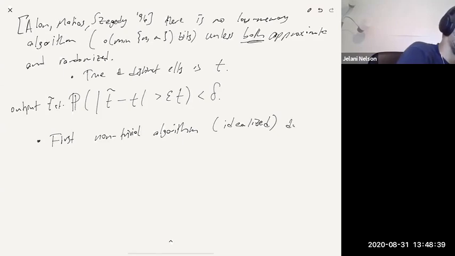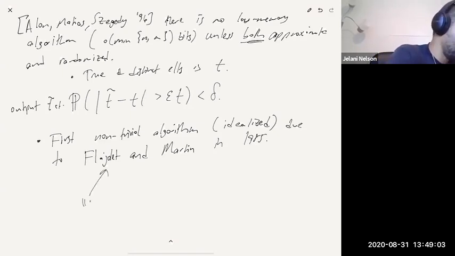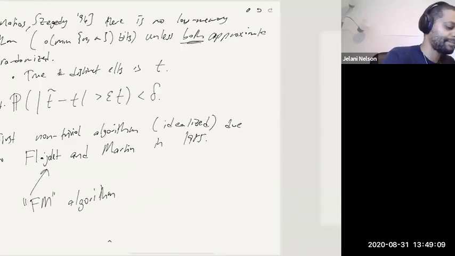And this algorithm was due to Flajolet and Martin, also in the 80s, I think maybe 1985 or 82, I don't know, sometime in the first half of the 80s. I'll call this algorithm the FM algorithm for Flajolet and Martin. And that's the first thing that I want to describe to you today.